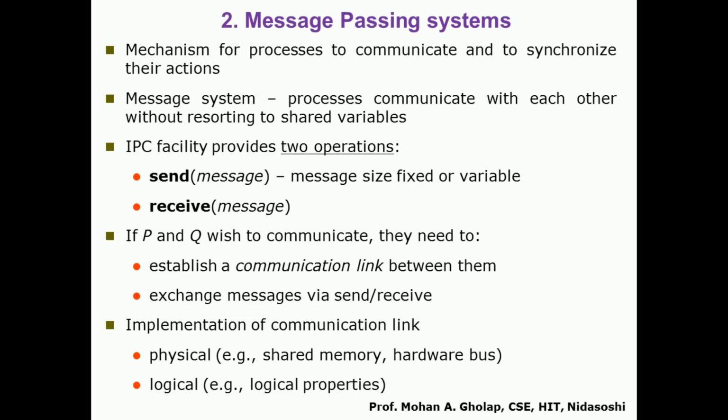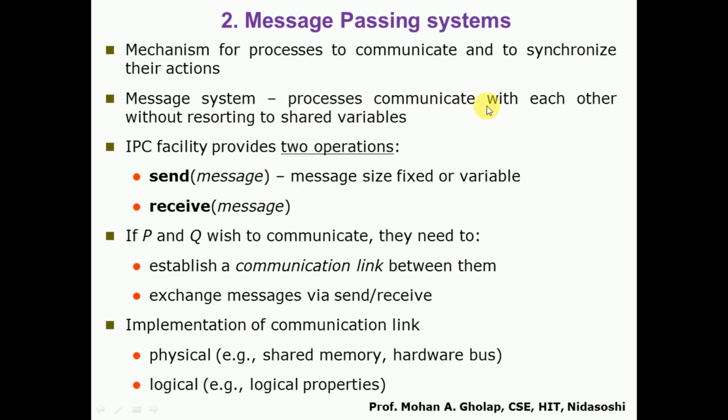So this is about the shared memory system, the first IPC method. Now we'll see the second IPC method, that is the message passing system. As we saw, in the message passing system the messages will be sent from the sender to the receiver through the kernel. Here there is a mechanism for processes to communicate and to synchronize their actions.